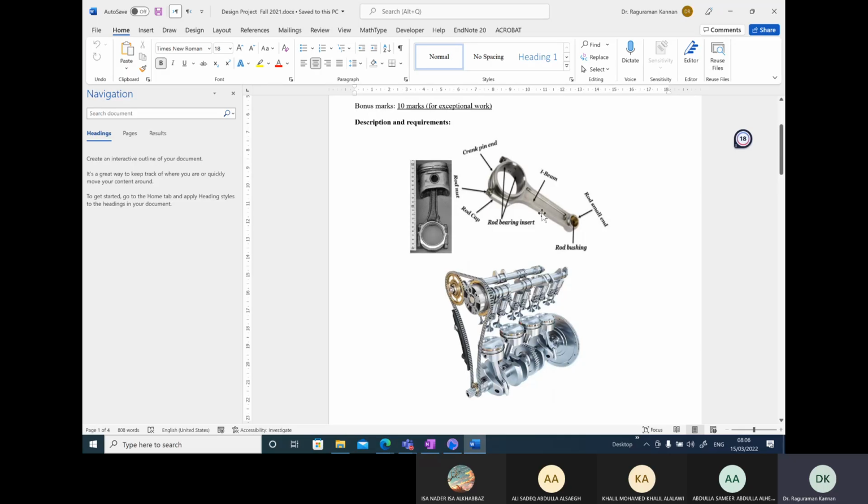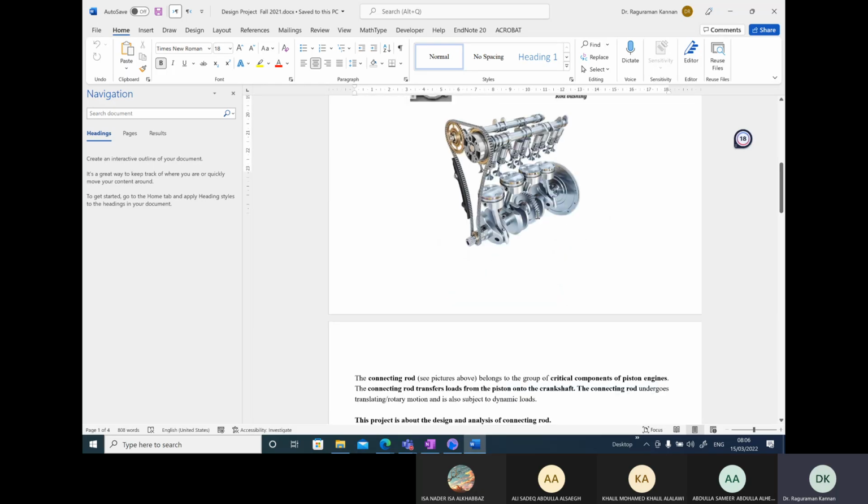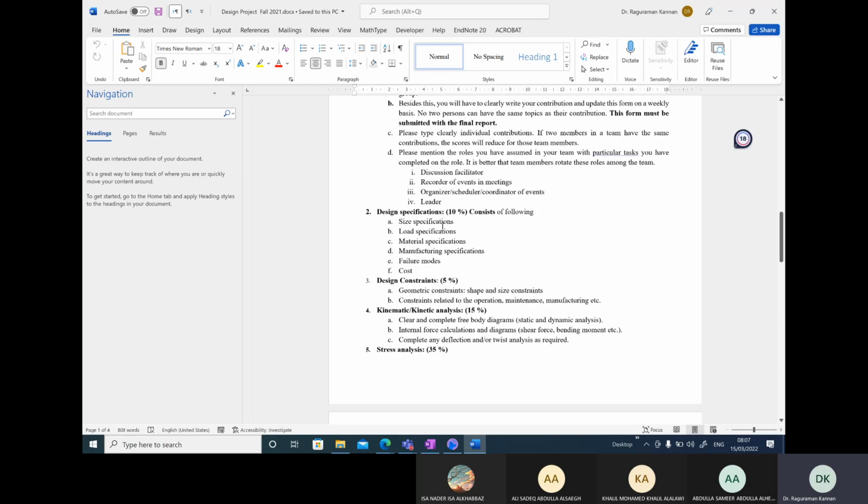Maybe if you have an IC engine for a car, okay, they will have particular dimensions. So you have to first get some of the dimensions associated with a car engine, for example. That will give you an idea about what is the typical length of the connecting rod, what will be the typical width of the connecting rod, what kind of materials are used for the connecting rod. Okay, so here we can see size specification. So first you start with some kind of design specification.